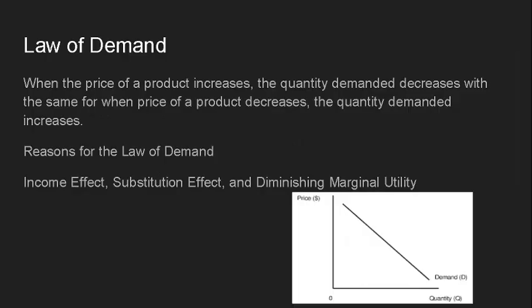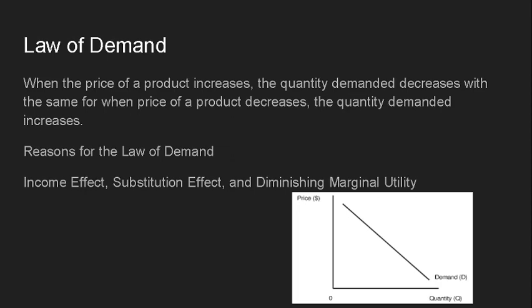First, let's understand what the law of demand states. The law of demand states that whenever the price of a product increases, the quantity demanded decreases, with the same for when the price of a product decreases, the quantity demanded increases. The reason for this is because of the income effect. Basically, when the price of a product decreases, you're able to buy more of the product with the same amount of money. Therefore, the quantity you demand increases.